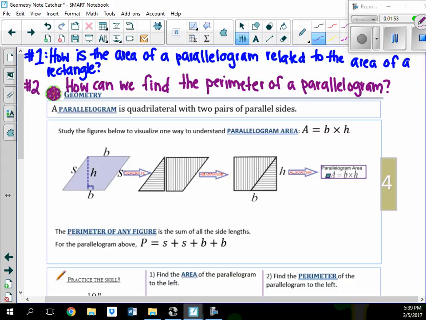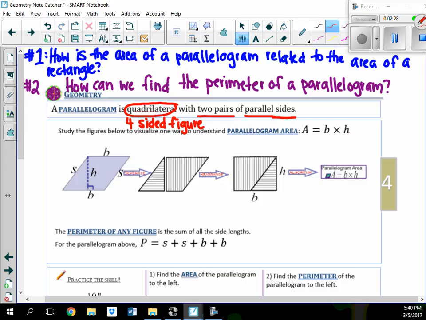Before going any further, let's discuss what a parallelogram is. So a parallelogram is a quadrilateral with two pairs of parallel sides. So let's start by looking at the word quadrilateral. And this is a four-sided figure. So squares and rectangles are examples of quadrilaterals. Another word in there I see is parallel sides. So it has two pairs of parallel sides.